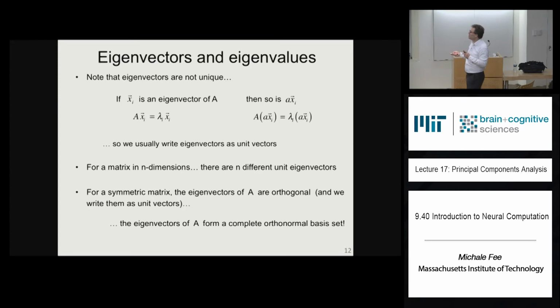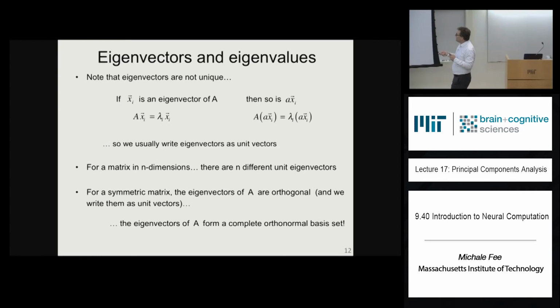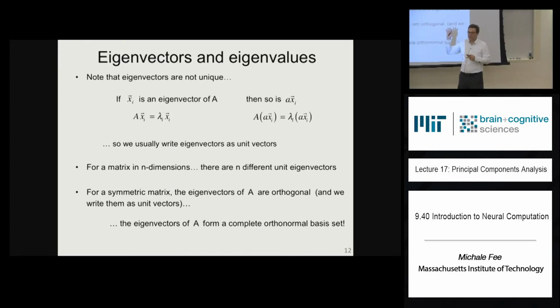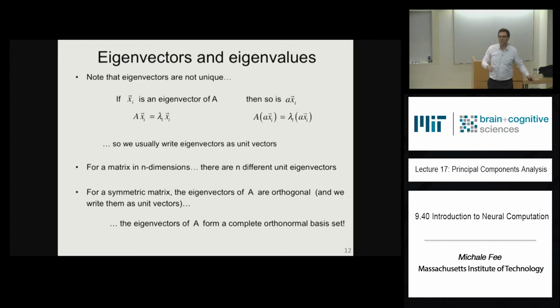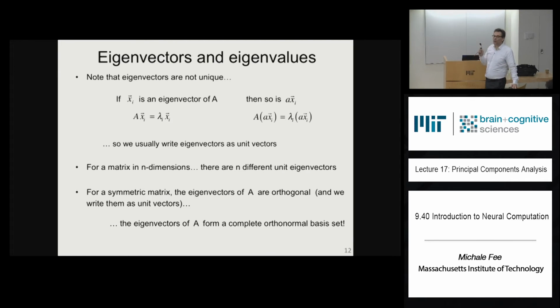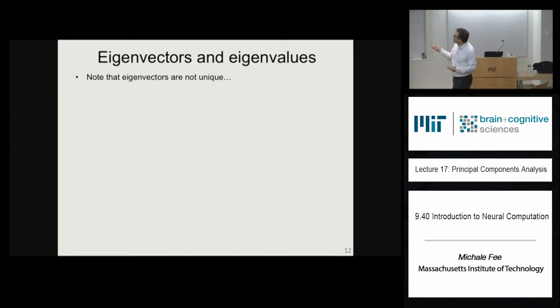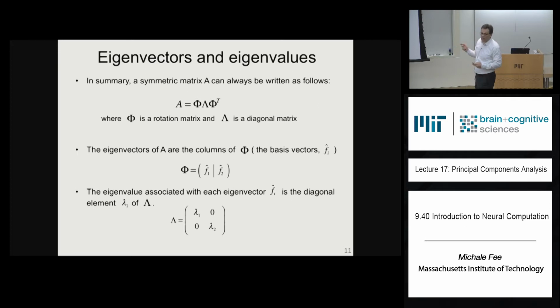And notice that because the eigenvectors are the columns of this rotation matrix, the eigenvectors form a complete orthonormal basis set. Okay? And that statement is true only for symmetric matrices that are constructed like this.